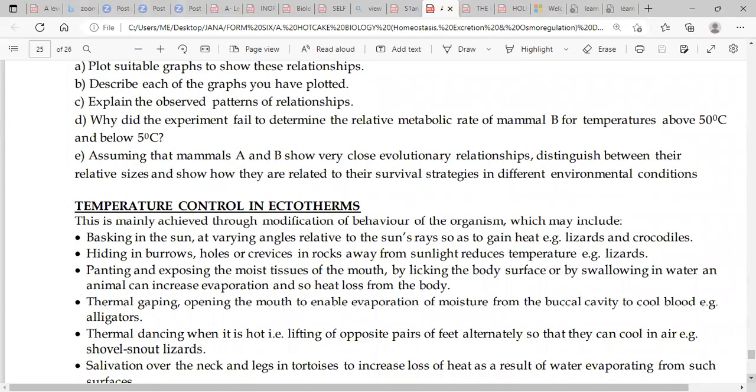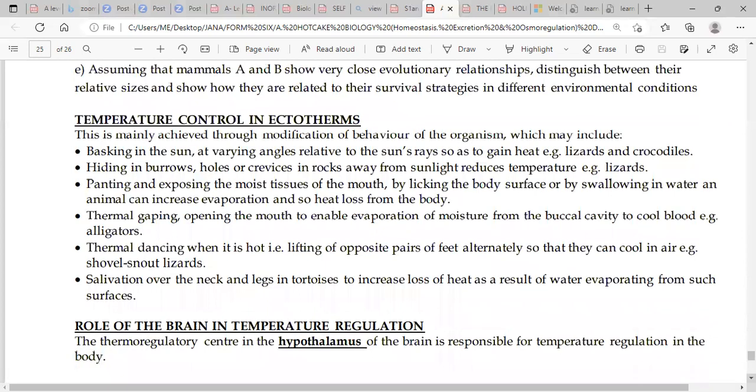Now, that was temperature regulation in endotherms. Now we have temperature regulation in ectotherms, which is mainly achieved through modification of the behavior of the animal, which may include the following. Some of them bask in the sun at varying angles relative to the sun's rays so as to gain heat, e.g. the lizards and the crocodiles.